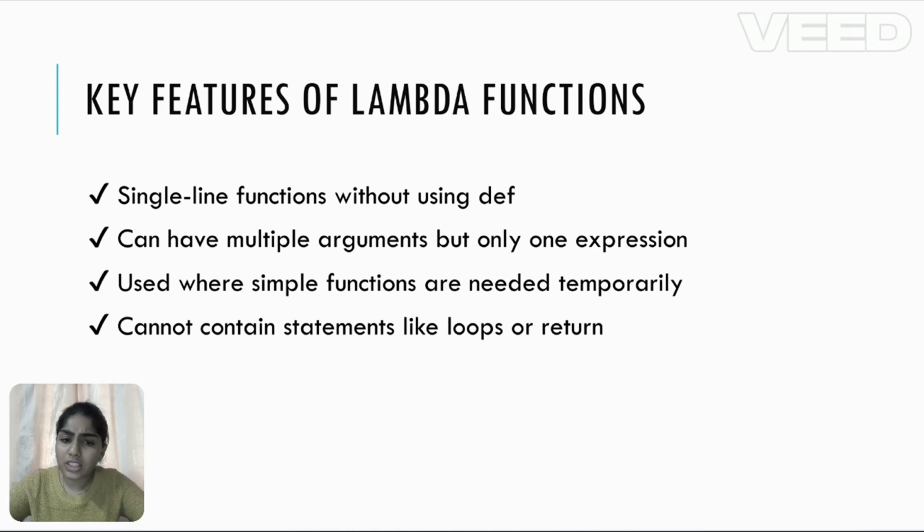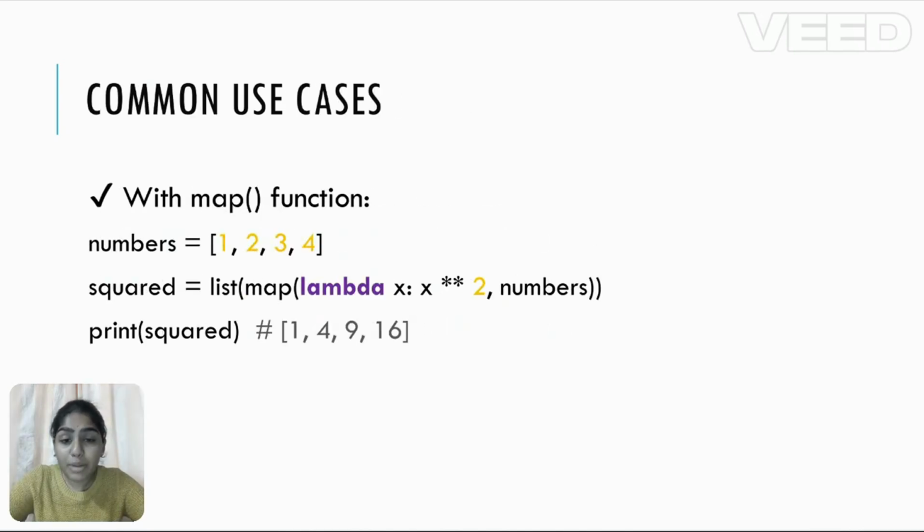But where do you actually use these lambda functions? Let's see the common use cases. Lambda functions are often used with built-in functions like map, filter, and sorted. Let's see how. Here is the first function, map. Using lambda with map: map applies a function to every element in the list. So here the lambda function helps us write it in a single line.